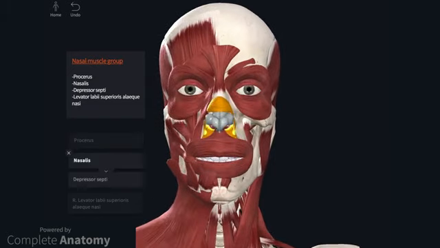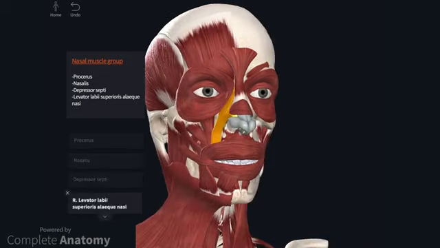Nasalis is located here on the model. It consists of a transverse and an alar part. The transverse part compresses the nasal aperture, and the alar part acts to widen the nares. Depressor septi is a small muscle that attaches to the incisive fossa and nasal septum. It too acts to widen the nares and can cause the nose to dip when some people smile.